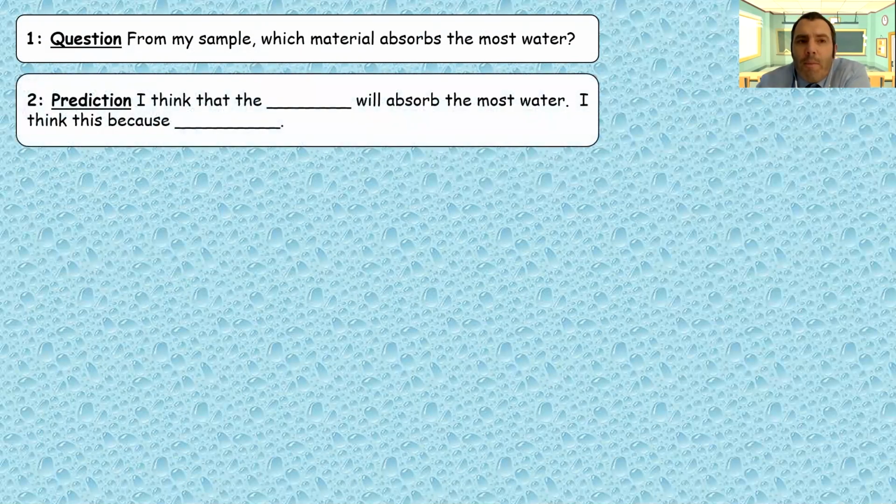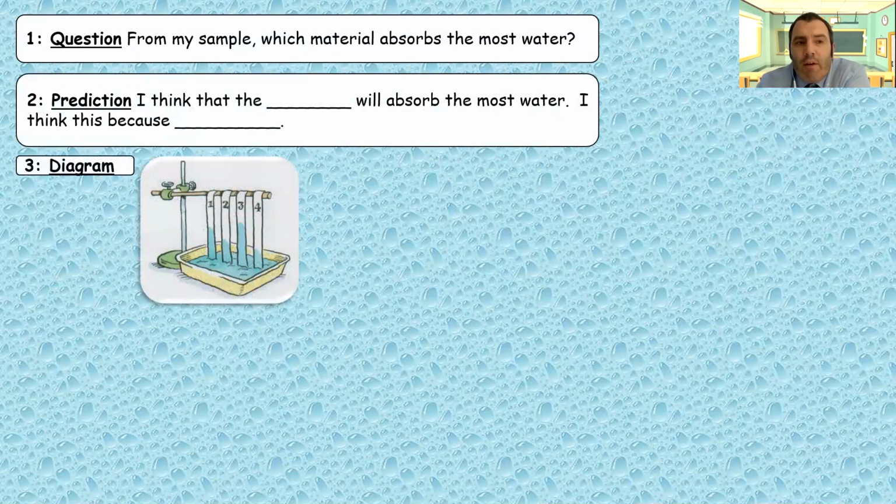The prediction: I think that this material will absorb the most water. I think this because, and give your reasons. It's all well and good just being able to say, I think piece of cloth A will be the most absorbent. What makes you think that?